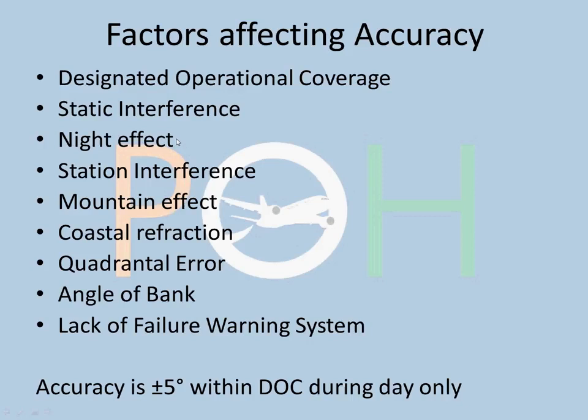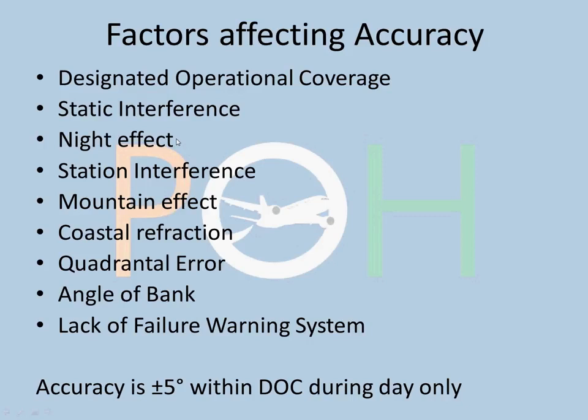Angle of bank is pretty simple. If you remember what I told you, the NDB transmits in vertically polarized waves. So the moment you bank, the vertically polarized wave hits the loop at a different angle, causing it to reduce the accuracy. And ADF NDB has a lack of failure warning system, so you do not know at all if the instrument has failed, or what it is showing. So that is one factor that affects accuracy.